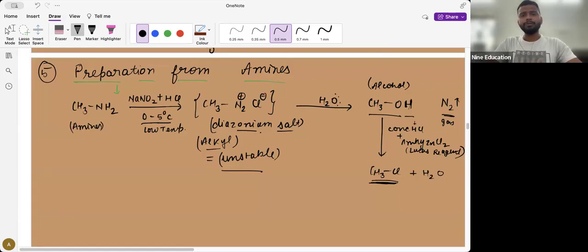Beta, we use NBS to add bromine only. We can't add chlorine. NBS is N-bromosuccinimide, so you can add bromine. Why NBS is a free radical mechanism is out of your syllabus, beyond your scope. It is there, just remember a little bit. Little beyond your syllabus.